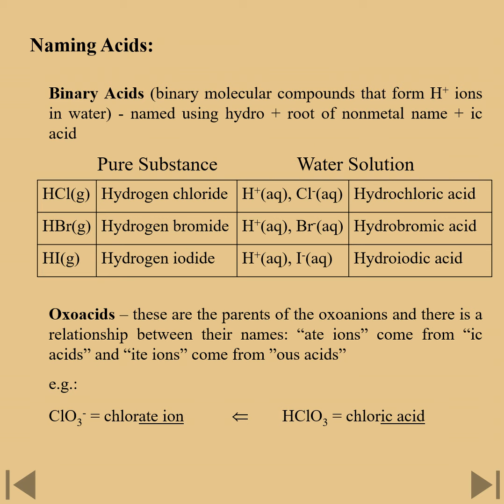ClO negative is the hypochlorite ion. So the parent acid is hypochlorous acid. So we're simply replacing the suffix at the end of the name. We might still have the hypo and the per. We already know how to name the oxoanions, so we take advantage of that, and now we know how to name the parent oxo acids.